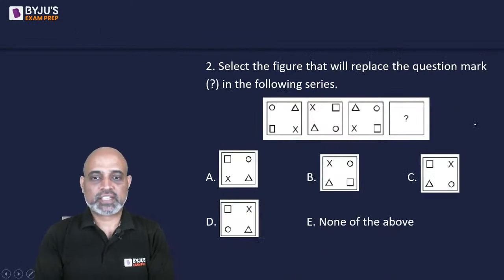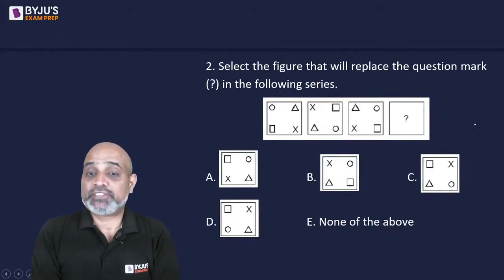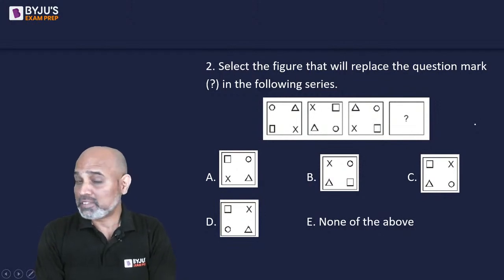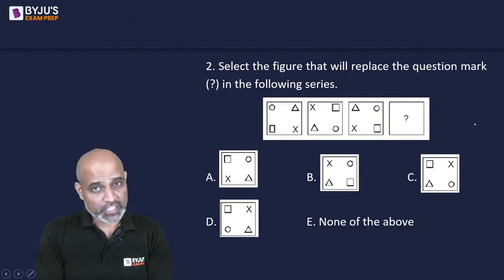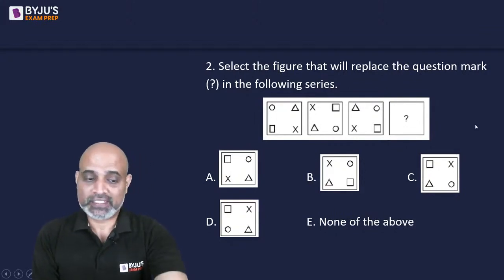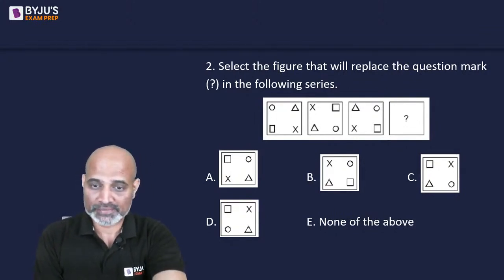Okay. So select the figure that will replace the question mark in the following series. Again, we have 4 symbols. This question is very similar to what we did in the last 3 sessions. So you have to complete this series. So what do you guys think?